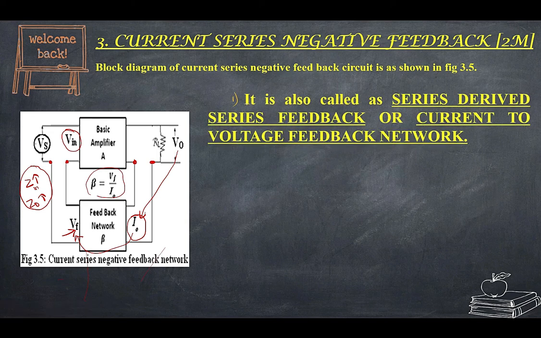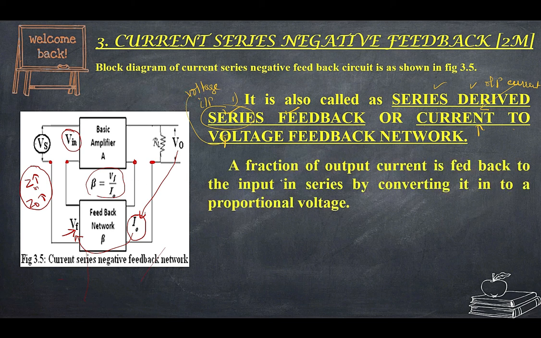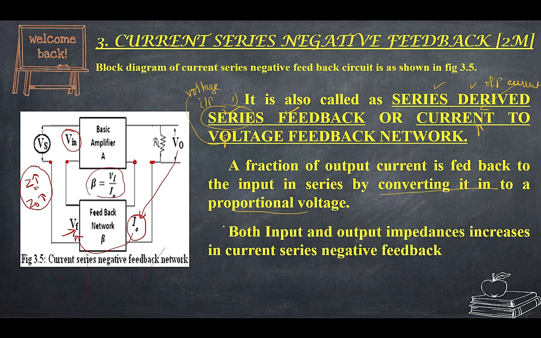That is, the first point will be, it is also known as series derived. That is, output is a series connection, and since it is series, it is current series feedback. The second part is input. If input is series, it is voltage. Or output is current. As I said, I have taken this current to voltage feedback network. And the second point I explained is it converts a current into proportionate voltage. Third point, as I said, both are series, both input and output impedance increase.